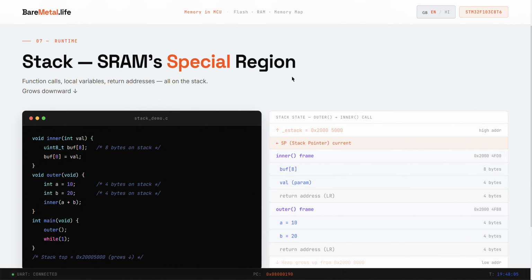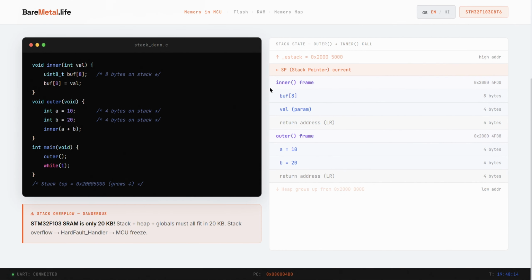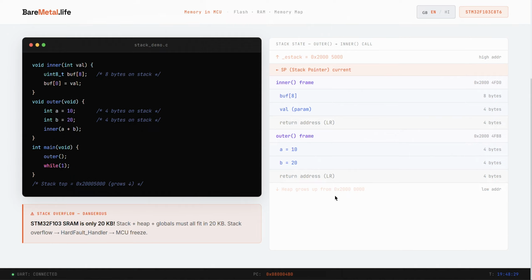What is the stack? The stack is a region of SRAM that works on a very simple principle: last in, first out. Think of it like a stack of plates. You place a plate on top, and when you need one, you take from the top first. The most important thing to remember about the stack is it grows downward. It starts from a high memory address and moves toward lower addresses as more data gets pushed onto it.